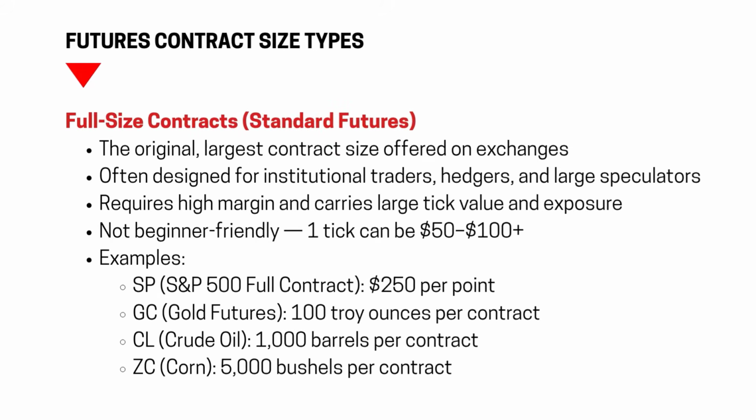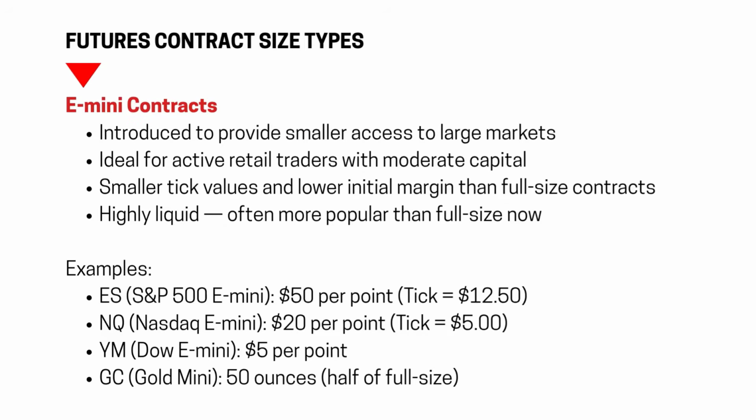We'll start with full size contracts. That's known as the standard futures contract. This is the original and the biggest contract size, and for those with deep pockets, all offered on exchange, and they're really for the institutional trader, the hedger and the large speculator. Why? Because margin is pretty big on these guys, and carries large tick value and exposure. So not beginner friendly. One tick can be $50 to $100, and I've got some examples there on the S&P, gold, crude oil and corn.